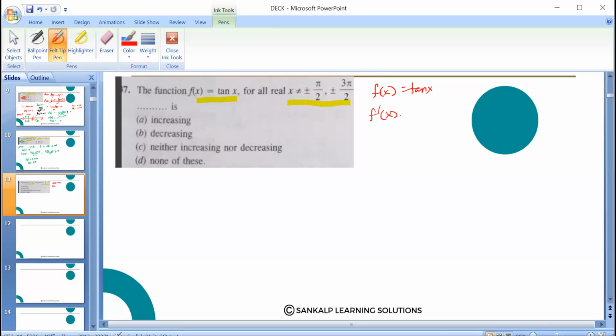f dash x is secant square x. We'll make it equal to 0. Actually, secant square will never become 0. And we know that secant square x is greater than 0, positive. That means f dash x is greater than 0. That means f is ever increasing. Option A is the correct answer.